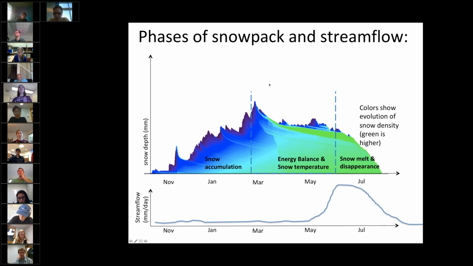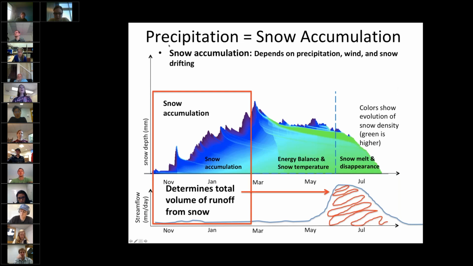So how can we use this to understand what we should look at in our modeling decisions? One metric is the snow accumulation, the total amount of snow you get. If you're in a snow-dominated basin, which I've drawn here, this really determines the total volume of the runoff you're getting from the snow.